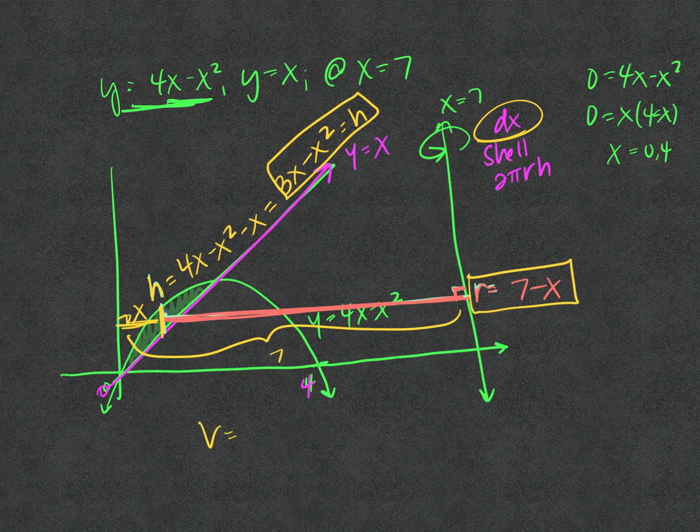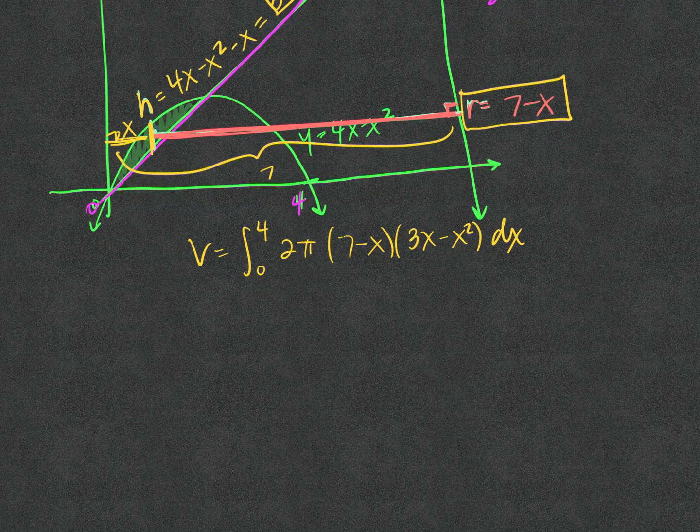So now we can say the volume equals the integral from a to b. We're working in terms of x, so that's 0 to 4, 2 pi. Our radius is 7 minus x, and our height is 3x minus x squared, all with respect to x. Now that one's not too hard to work out. I think they just wanted you to practice setting it up, and then they're going to have you work it out somewhere else. Oh yeah, it's a different problem later down. So you would do FOIL, and then you would evaluate. Let's go ahead and do it.